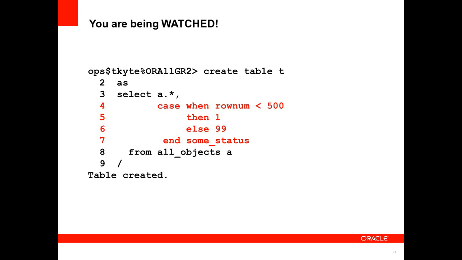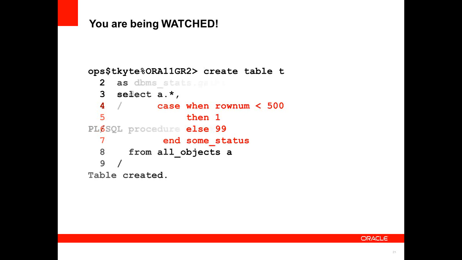So for example, here I'm going to create a table where the first 499 rows have a status of 1, and the rest of the rows in the table have a status of 99. So this some status column has very skewed information in it. If I said some status equals 1, I'm going to get about 500 records. If I say some status equals 99, I'm going to get tens of thousands of records.